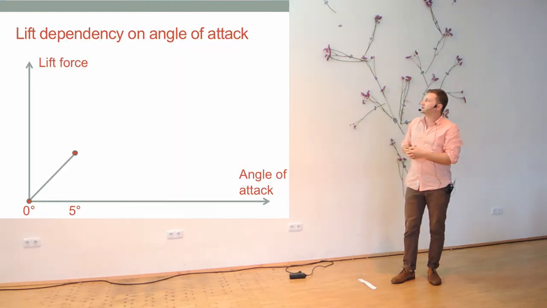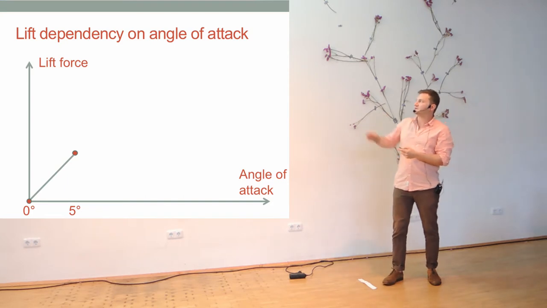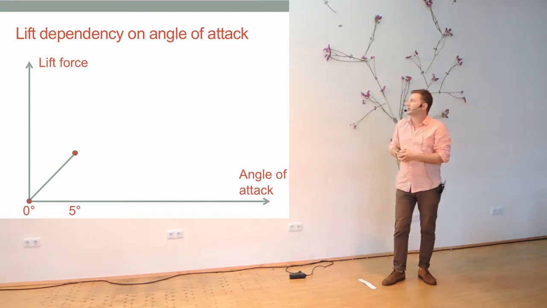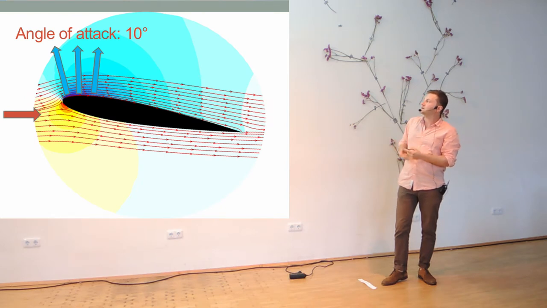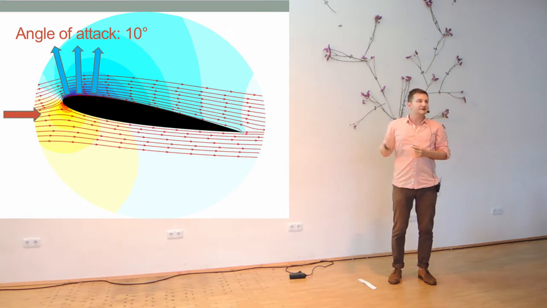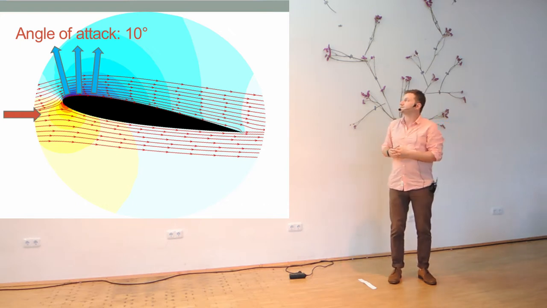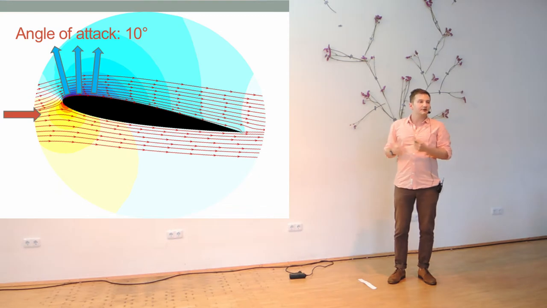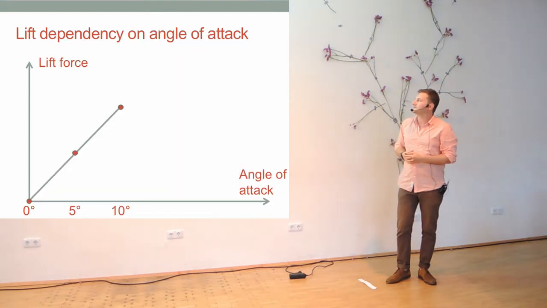As you see here, we go to our beautiful graph, we put some new data point, 5 degrees, and some lift occurs. Okay, let's increase the angle of attack again. Now you see it, certainly the streamlines here are getting much more curvature than at this side, and the region of lower pressure is getting bigger. This causes the lift to increase. So we get even more lift here, and here we have our new data point.